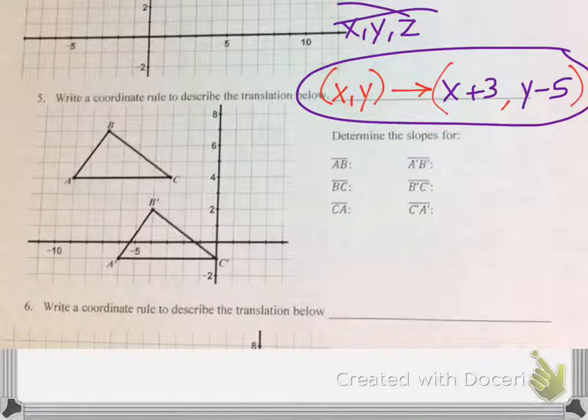Okay. Give me the slope of AB, please. Okay, I heard 3 over 2. Let's check. 3 over 2 is right. Find the slope.